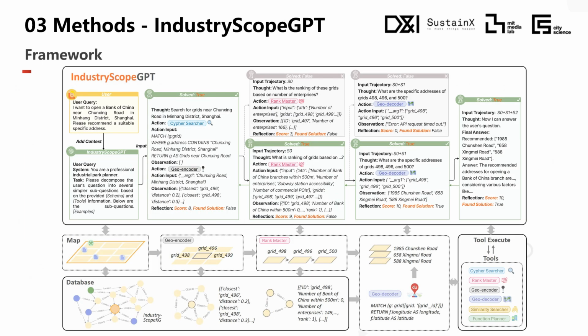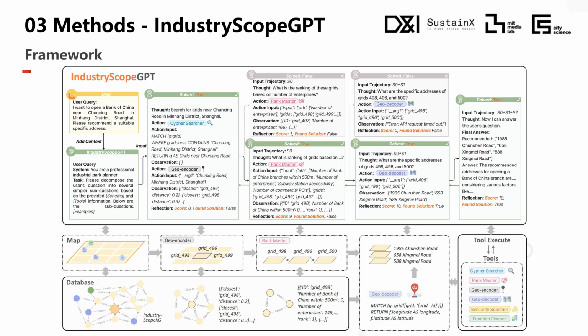We developed IndustryscopeGPT, an LLM-driven agent that combines text response and tool interaction with graph databases following ReAct style. To optimize decision-making, we use Monte Carlo tree search. Our technical framework tackles a typical siting query. Consider that, I want to open a Bank of China near Chengxing Road. Please recommend a specific address.